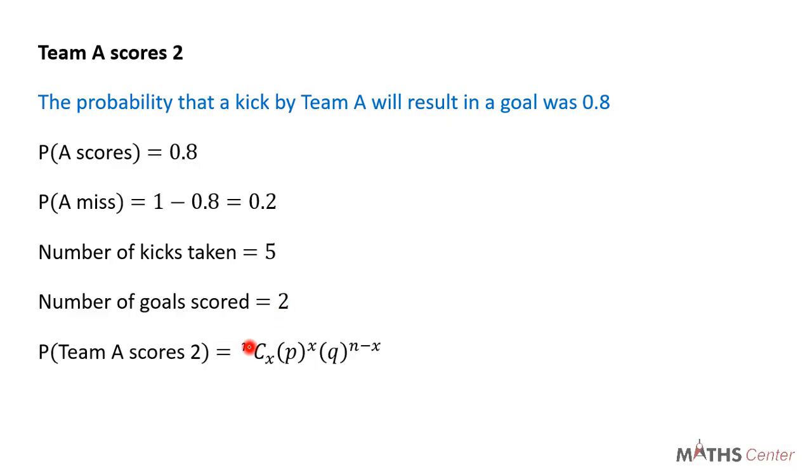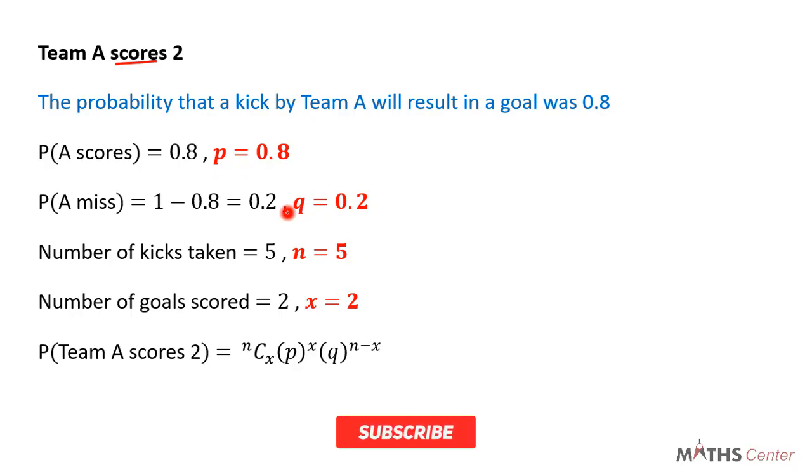The probability is given by n combination x, p exponent x, q exponent n minus x. N is the number of penalty kicks taken, which is 5. X is the number of goals scored, which is 2. P is the probability of success. We are looking for the probability that team A scores 2. So here, scoring is considered success. The probability that team A scores is 0.8. So the probability of success will be 0.8. Q is the probability of failure. That will be the probability that team A misses, and that's 0.2.